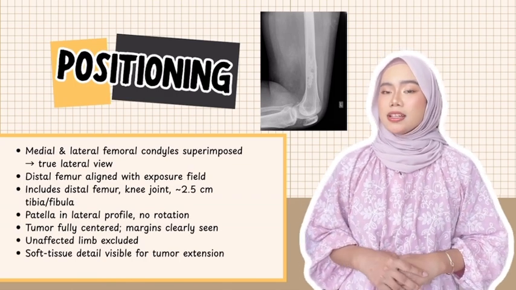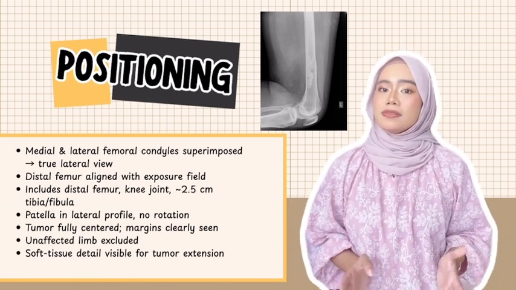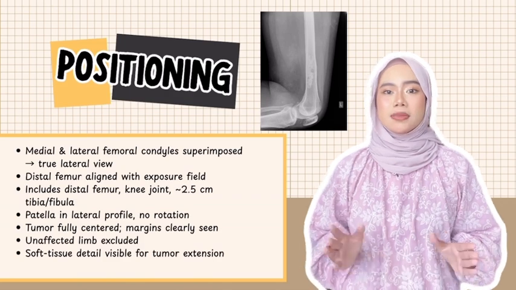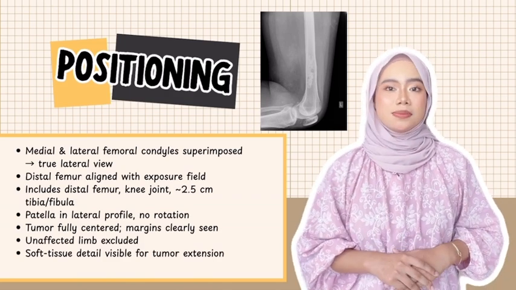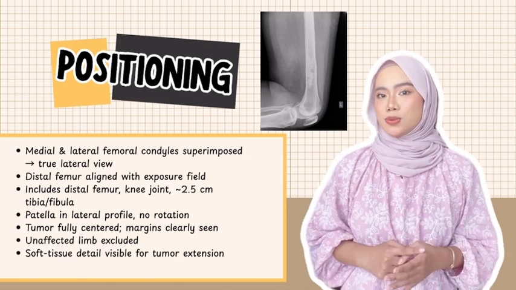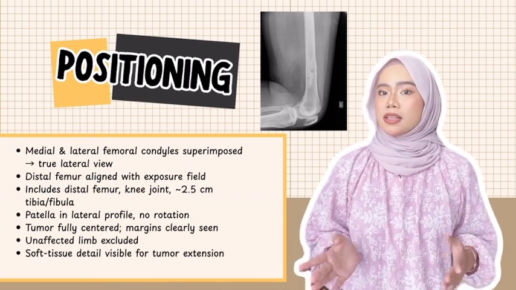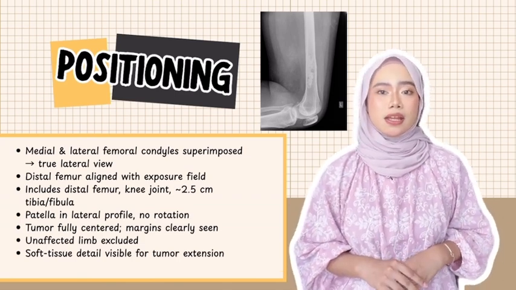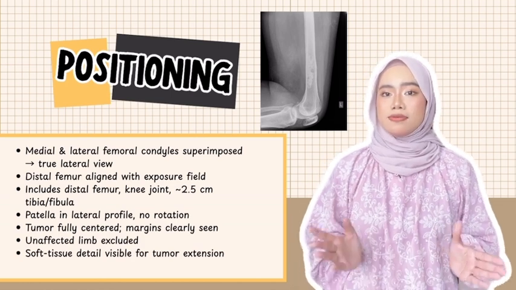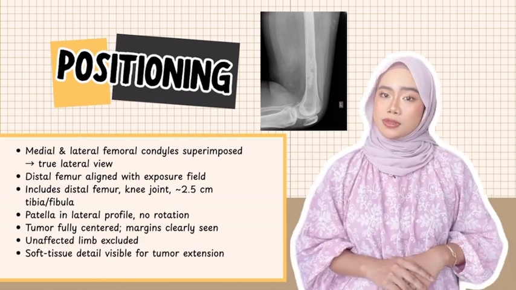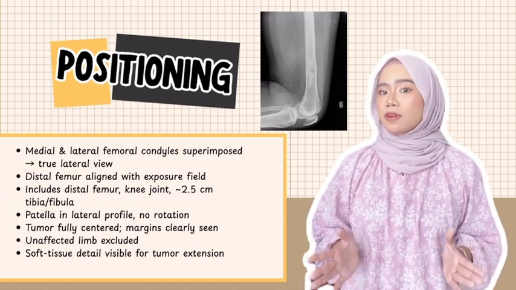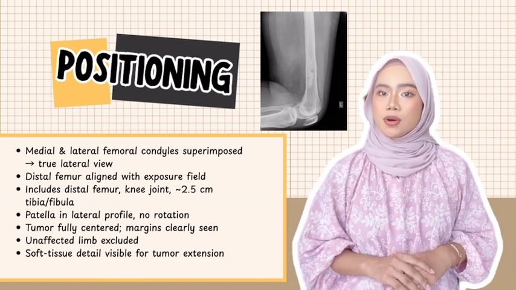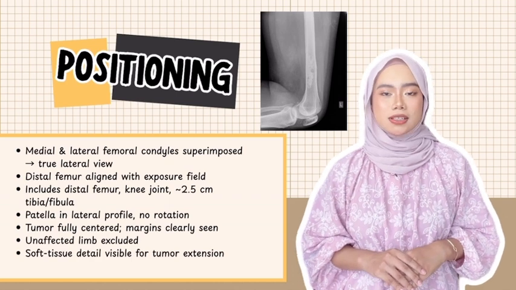The second one, the long axis of the distal femoral shaft is aligned with the long axis of the collimated exposure field. The third one, the distal femoral shaft, surrounding soft tissue, knee joint and approximately 1 inch or 2.5 cm of the proximal tibia and fibula are included within the exposure field. Fourth, the patella is included in lateral profile as part of the knee joint with no evidence of rotation.